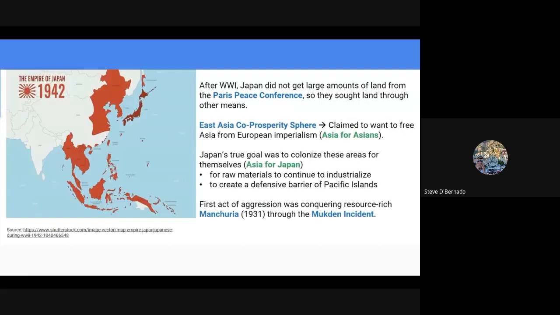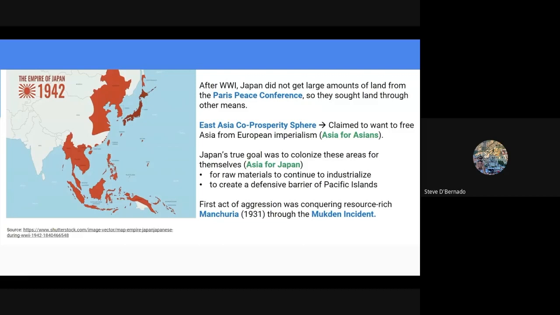Let's take a look. After World War I, Japan did not get large amounts of land from the Paris Peace Conference. So they sought land through other means, okay? So you can see Japan is far northeast. You can see the island, the mainland islands, and the smaller islands of Japan in red. And you can see all of the other areas of land and influence that they gained here. Through the East Asia Co-Prosperity Sphere, okay, Japan claimed to want to free Asia from European imperialism. And this was a nationalistic movement, Asia for Asians, okay?